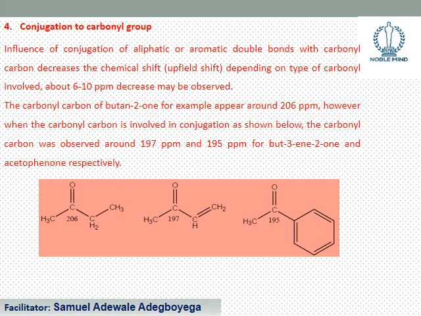the observed chemical shift was reduced to 197. And by the time it is involved in acetophenone, you could see that the chemical shift has reduced to 195. So the conjugation of a particular carbon to a carbonyl group could also have an influence on the chemical shift of that particular carbon.